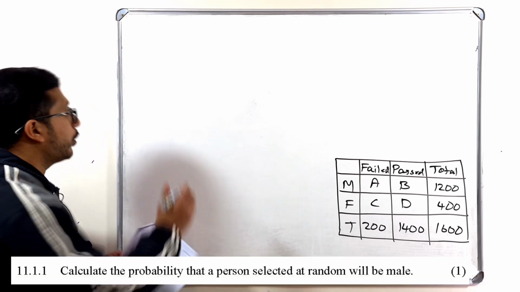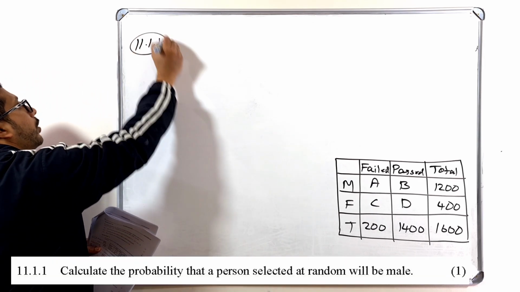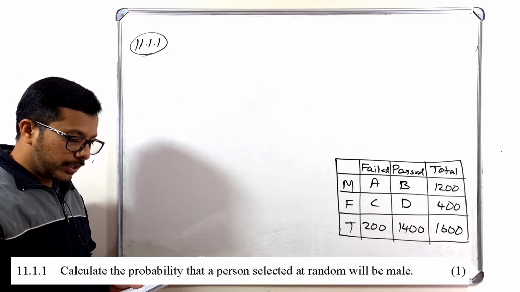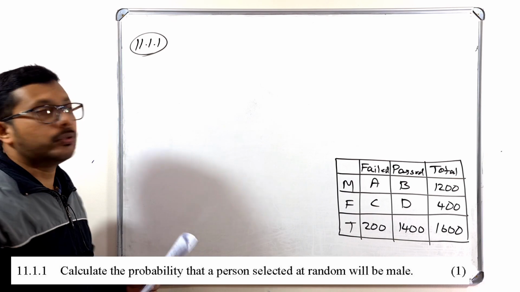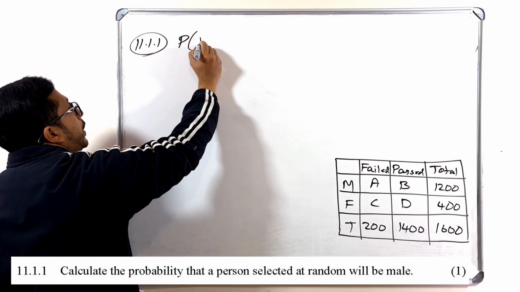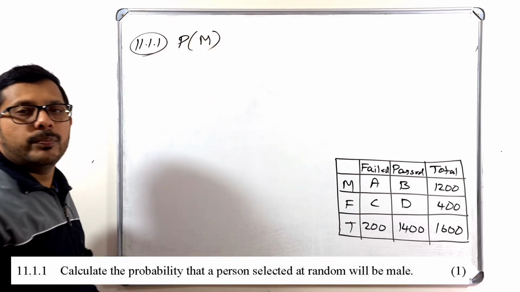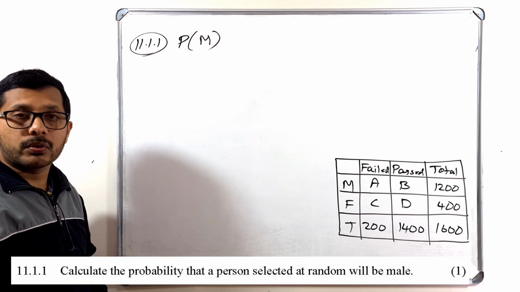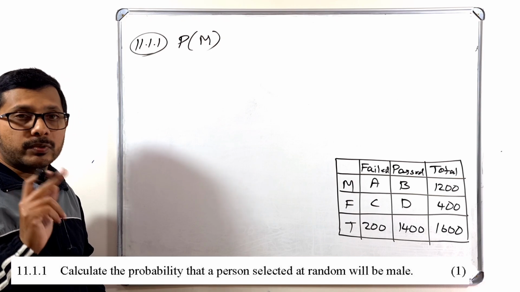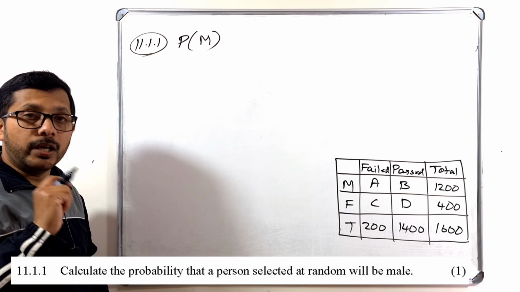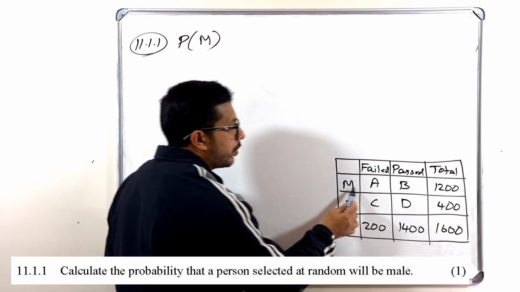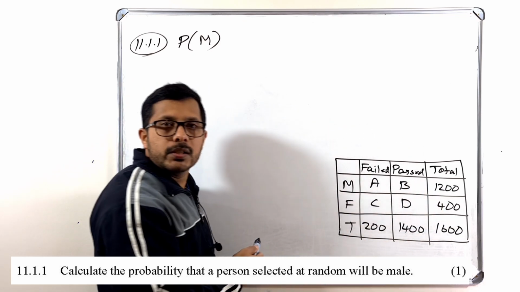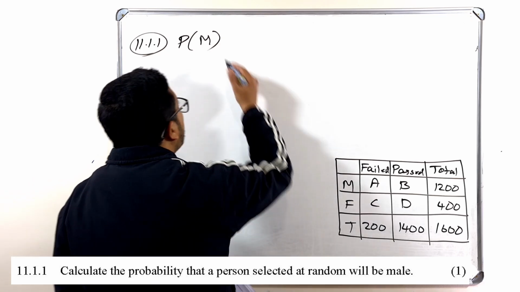Question 11.1.1. What is that question? Calculate the probability that a person selected at random will be a male. They are not talking about failed or passed, only one condition: the person selected at random must be a male. So you have to check the total male, 1200. Overall total, 1600.